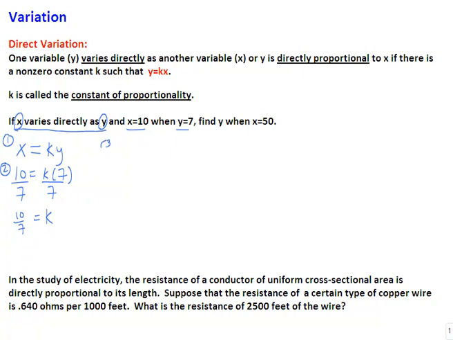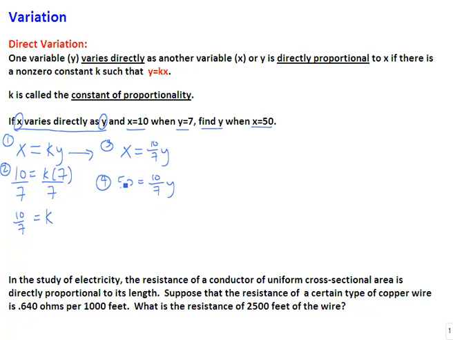Now what we're going to do is rewrite our direct variation by substituting in the value of k. So x is always going to be 10 sevenths times y. So if we know that relationship, then to answer the actual question, we want to find y when x is 50. So all we have to do now is substitute in 50 for x, and we're going to solve this for y.